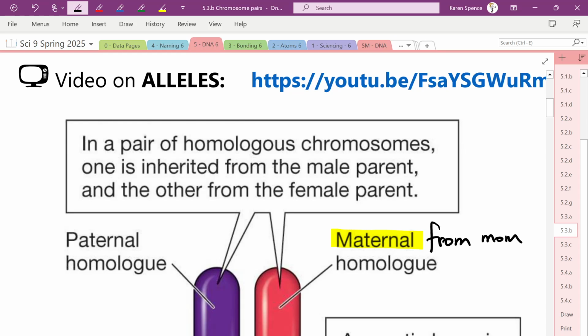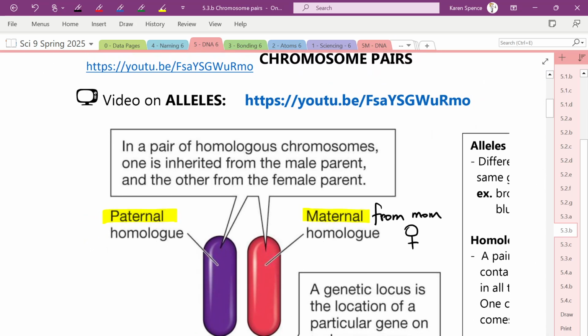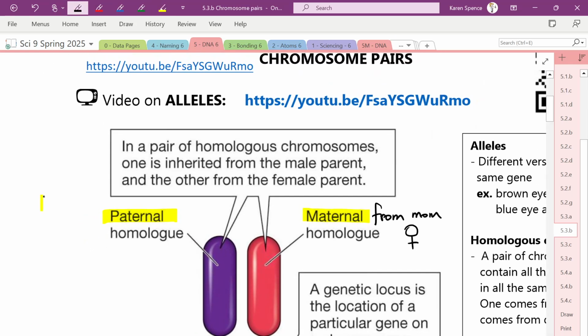Do you guys remember the symbol for mom? It's a circle with a little plus sign underneath, which is Venus's hand mirror. We have the paternal chromosome, and this is the one that comes from dad. Do you guys remember the symbol for dad? It's the shield and the spear.